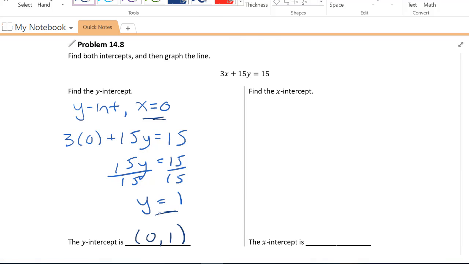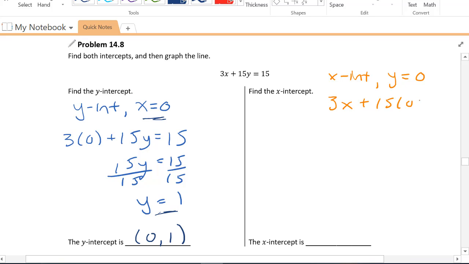Right? Next one, find the x-intercept, right? So that means I got to make the opposite one 0. I got to make y 0. So it's going to be 3 times x plus 15 times 0 equals 15. 15 times 0 is 0, so we just get 3x equals 15. Divide both sides by 3. So x is equal to 5. So what is that coordinate? Well, y is 0, x is 5, so that coordinate is 5, 0.